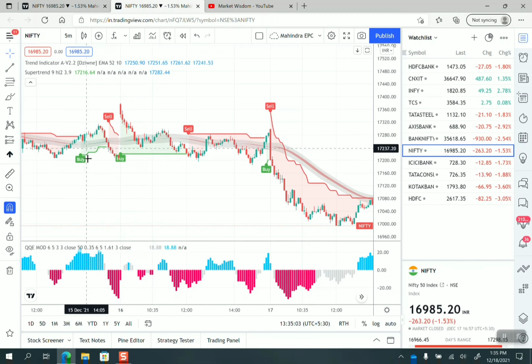Let's see over here what happens. So this is the buy signal we got on this particular candle, right? So let me zoom it out.